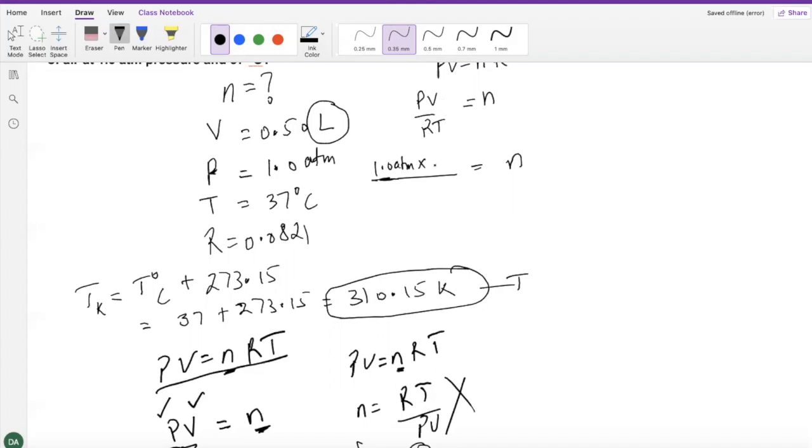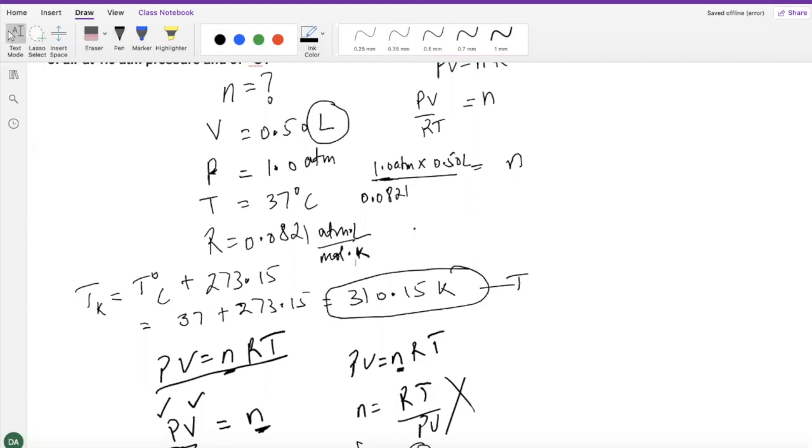0.50 liters. What is R? 0.0821. Yes. So guys, for this, let me tell you the unit: the unit is ATM liters over mole Kelvin. You don't have to memorize that. You should just have this handy all the time as you're going to take your exam.